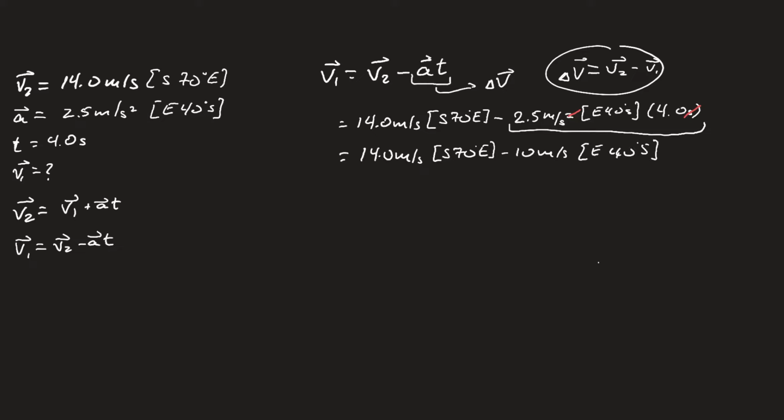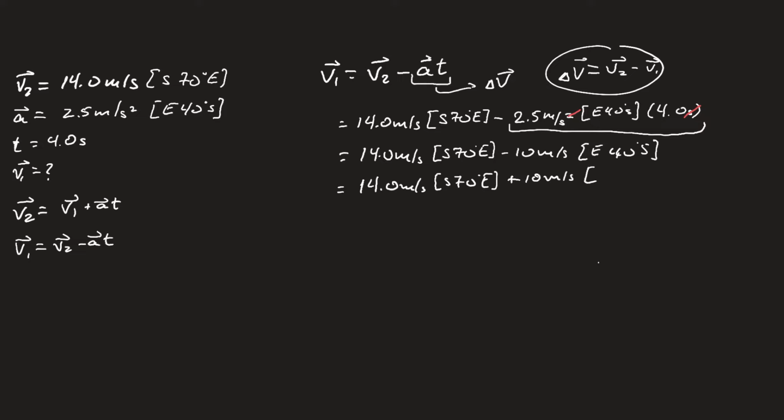It's always preferable to add vectors instead of subtracting them. So that leaves us with 14 meters per second, south 70 degrees east, plus 10 meters per second. And since I've changed the sign, I'm going to have to change the direction. That's west 40 degrees north. Because of this, we can now draw a diagram and add our vectors head to tail.